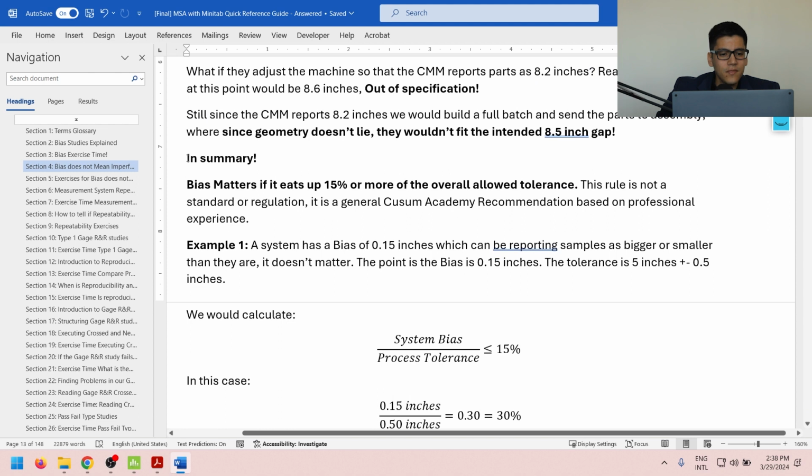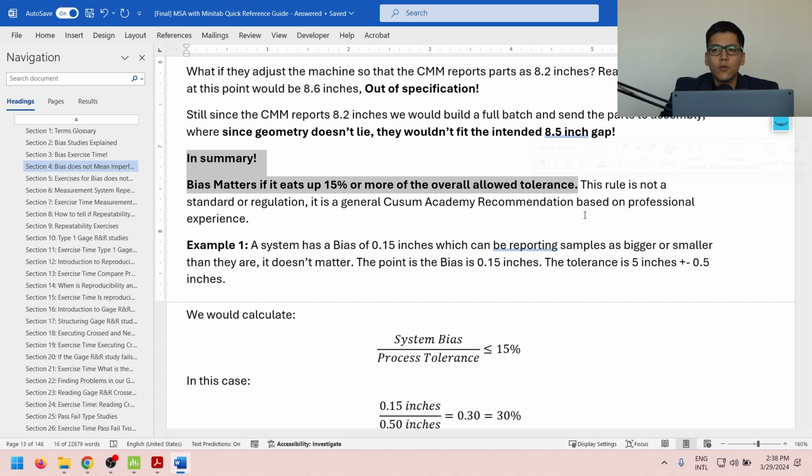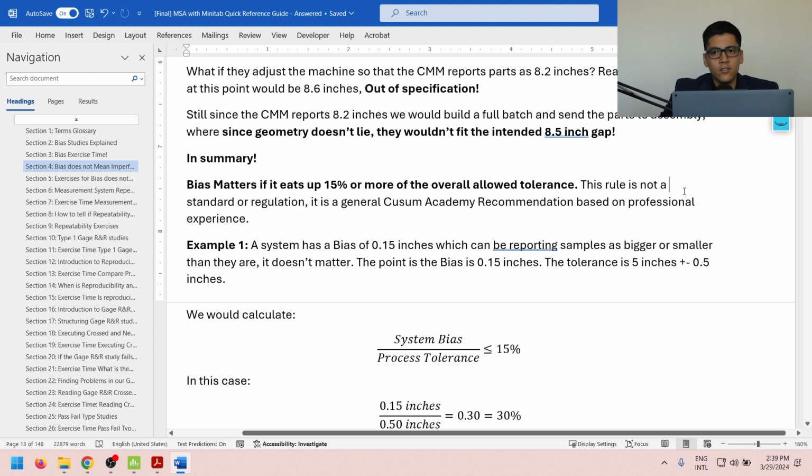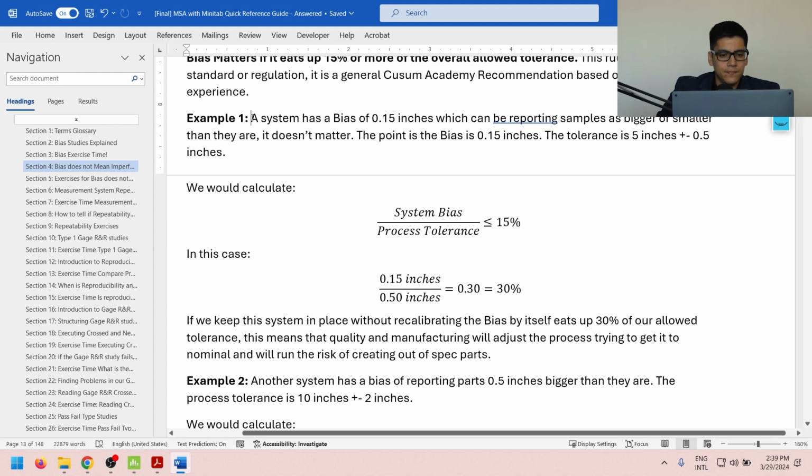So in summary, as a general rule, bias will matter if it eats up 15% or more of the overall allowed tolerance. Please note that this rule is not a standard regulation. It is a general QE Academy recommendation based on professional experience. So, how do we do the calculation?